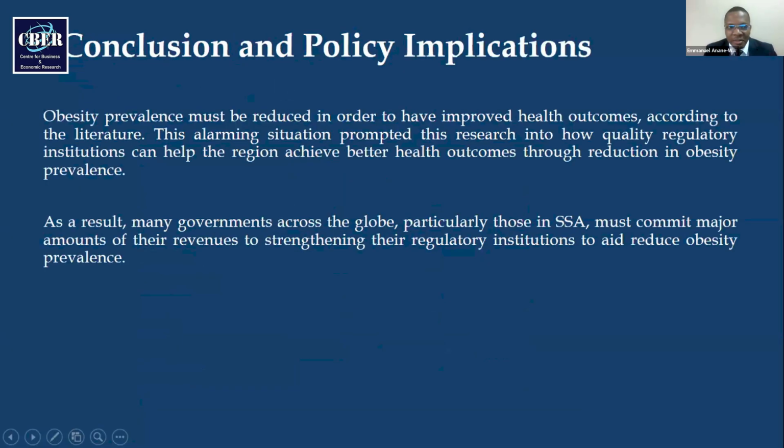What is our conclusion then? Obesity prevalence must be reduced in order to have improved health outcomes, according to the literature. Now, this alarming situation prompted us to do this research into how quality regulatory institutions can help the region achieve better health outcomes through reduction in obesity prevalence. And that is exactly what happened in our research outcomes.